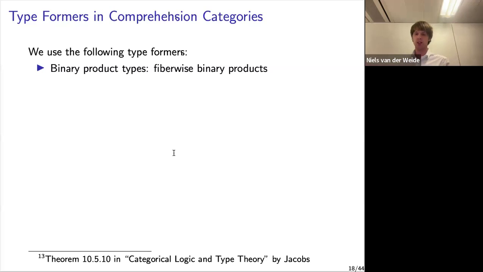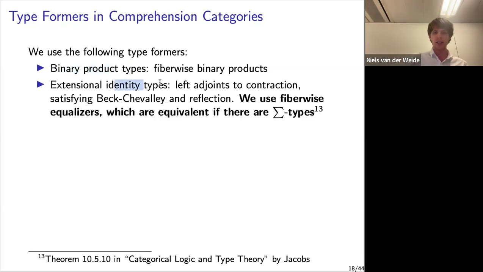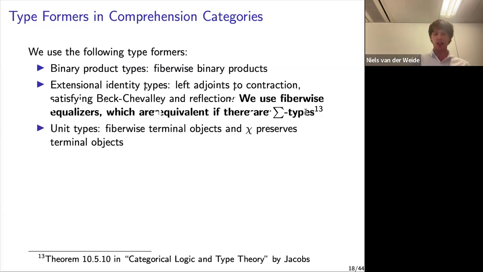But how do we interpret this using comprehension categories? So binary product types, we're going to say, oh, D has fiber-wise binary products. So binary products in each fiber and preserved by substitution. Extensional identity types, well, usually it is done by talking about left adjoints to contraction functors with a Beck-Chevalley condition and a strongness assumption that gives us the reflection rule. I use fiber-wise equalizers instead because they are equivalent, and it was a bit simpler to use them because we need to derive equalizers. And yes, unit types.